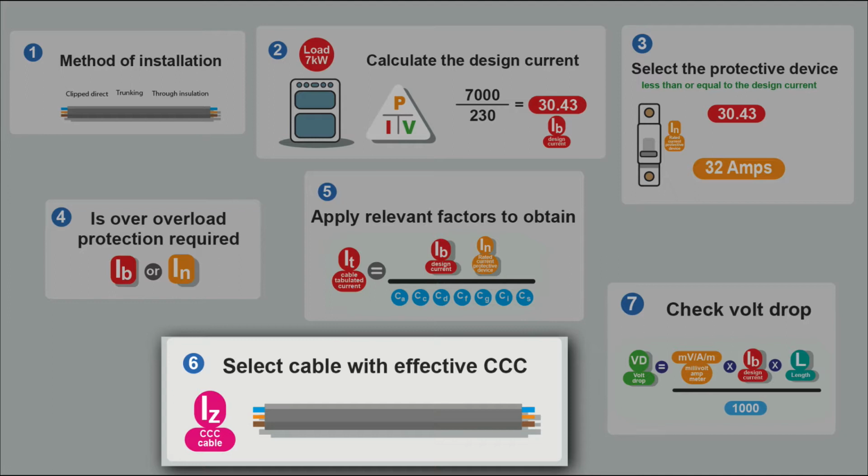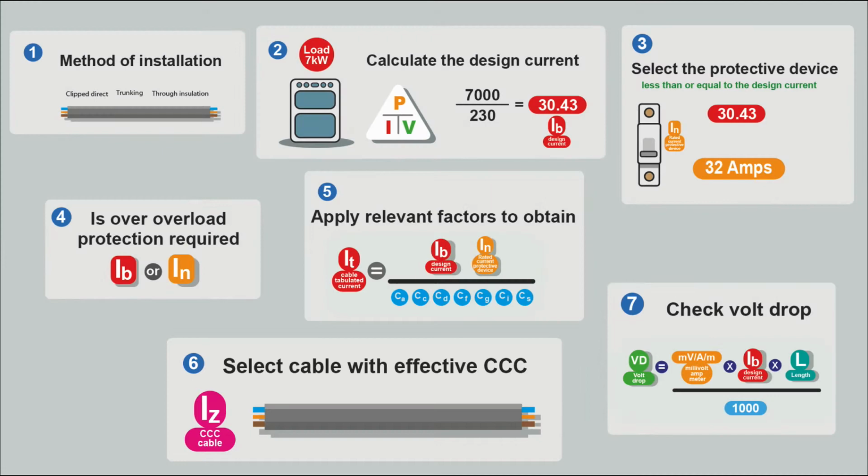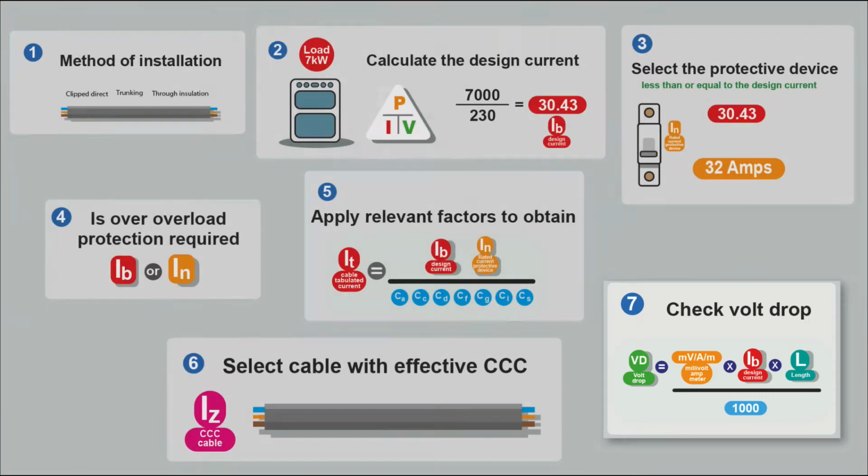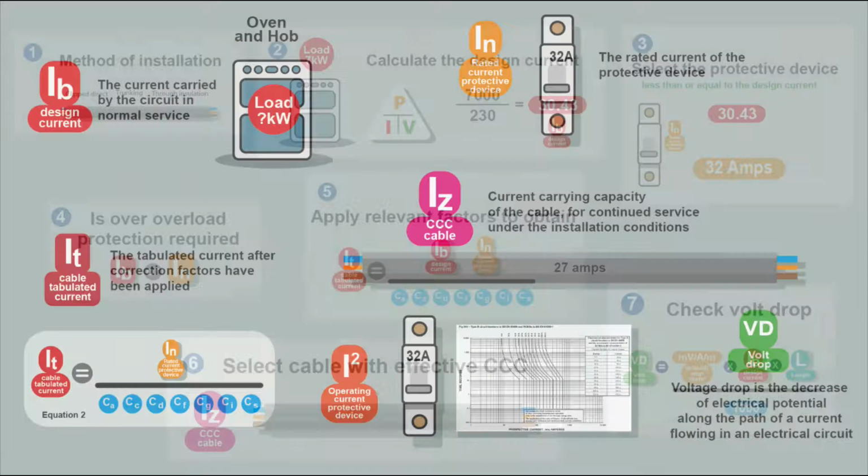Step 6 is selecting a cable with an effective current carrying capacity. This is where we look through the tables in BS 7671 and choose a cable that can carry the tabulated current. This will be our IZ, and this will be our final choice of cable. And just to make sure, in step 7 we do a volt drop test, and this will confirm that the cable is satisfactory. We're going to go through this in a lot of detail. That's just a quick overview.